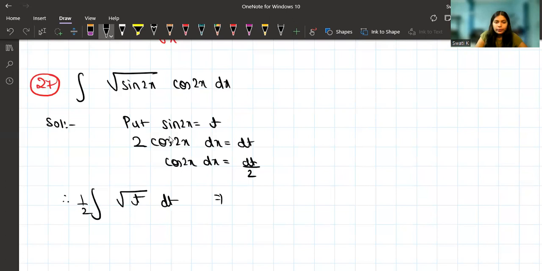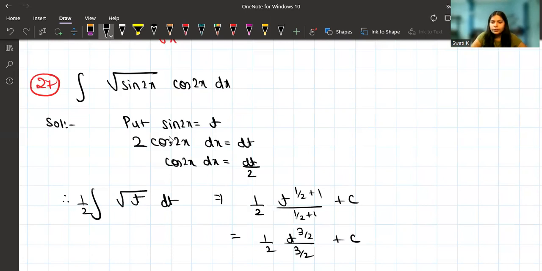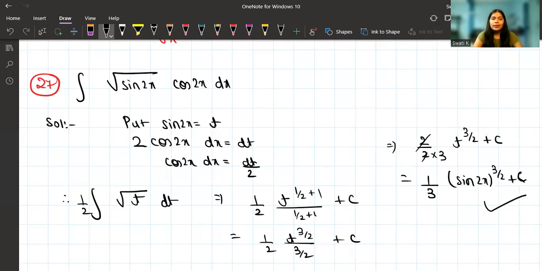Now this will become 1 upon 2. Integration of root t will become, because it is t raised to half, so if you use the formula, half plus 1 and upon half plus 1 plus c. Now this will become half t raised to half plus 1, that is 3 upon 2, and this is also 3 upon 2 plus c. So if you just simplify this, 2 will go on the top. So 2 upon 2, and then of course 3 as well. T raised to 3 upon 2 plus c. Clearly 2 will get cancelled. So we are getting 1 upon 3. T here is sine 2x and raised to 3 upon 2 plus c. That's the answer. This was the 27th question.